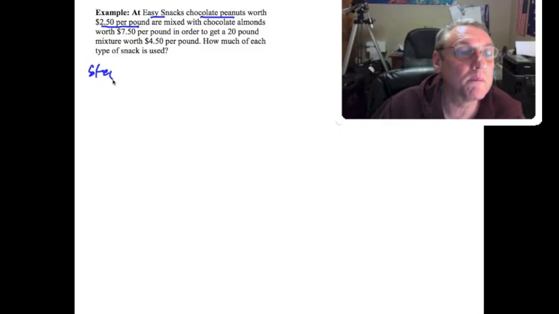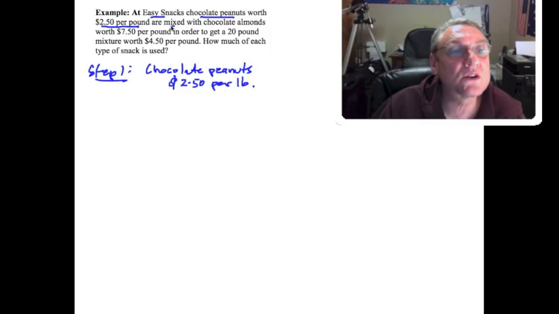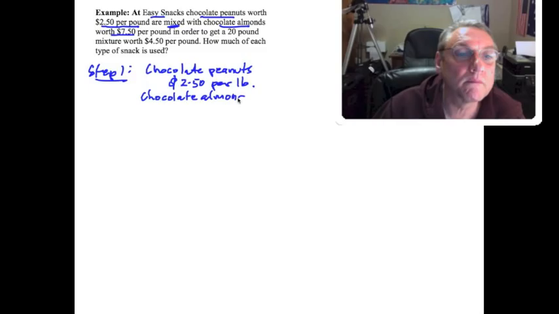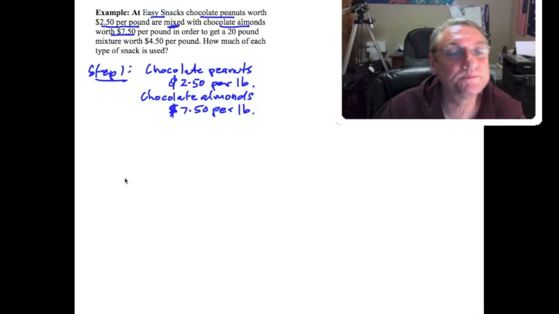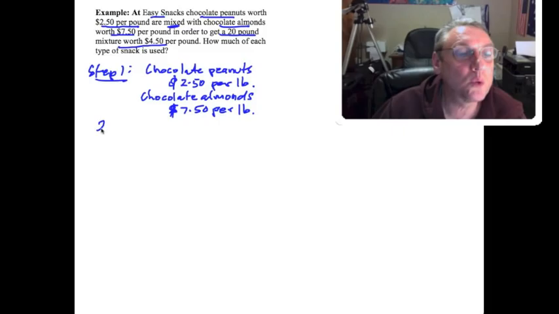So this is step one, making sure we understand the problem. What do we know? Well, we have chocolate peanuts at $2.50 per pound. Now we're going to mix these with chocolate almonds worth $7.50 per pound. So chocolate almonds are going to be $7.50 per pound. Now, we're going to mix them to get a 20-pound mixture worth $4.50 per pound. So we have a 20-pound mixture worth $4.50 per pound.